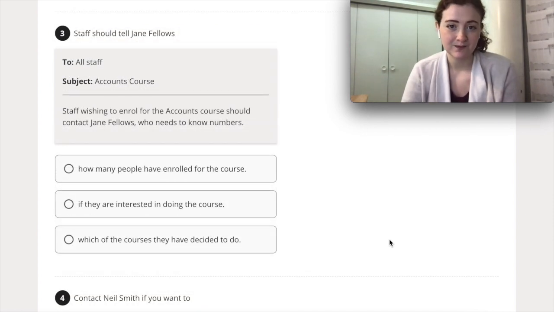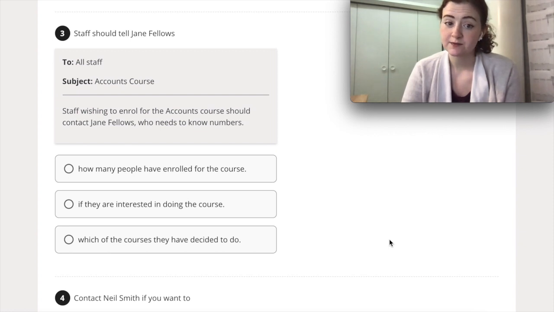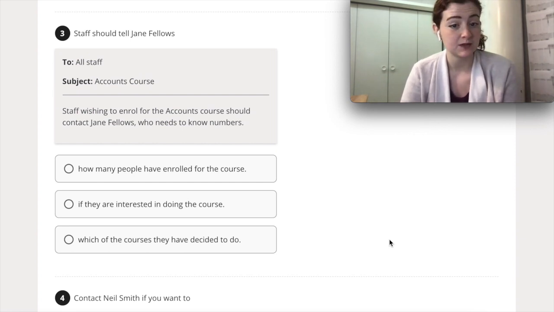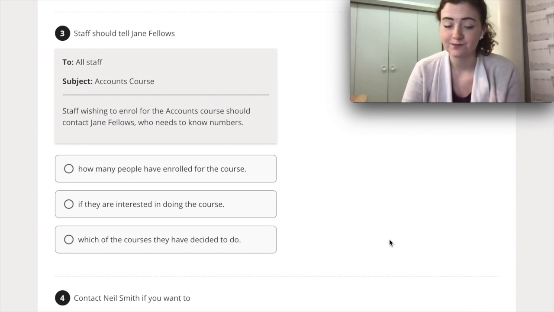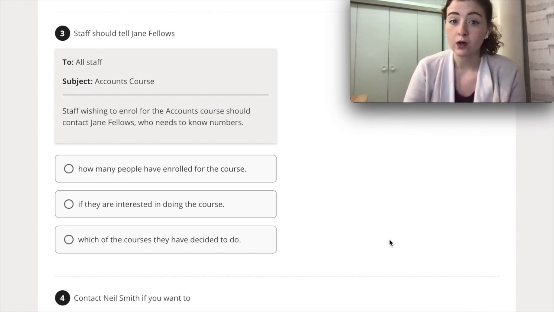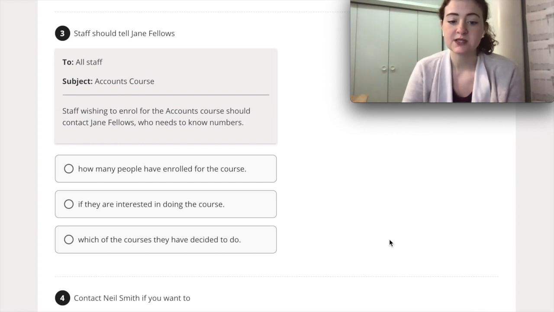Question number 3. Staff should tell Jane Fellows. The email reads, to all staff, subject accounts course. Staff wishing to enroll for the accounts course should contact Jane Fellows, who needs to know numbers. Your options are how many people have enrolled for the course, if they are interested in doing the course, or which of the courses they have decided to do.